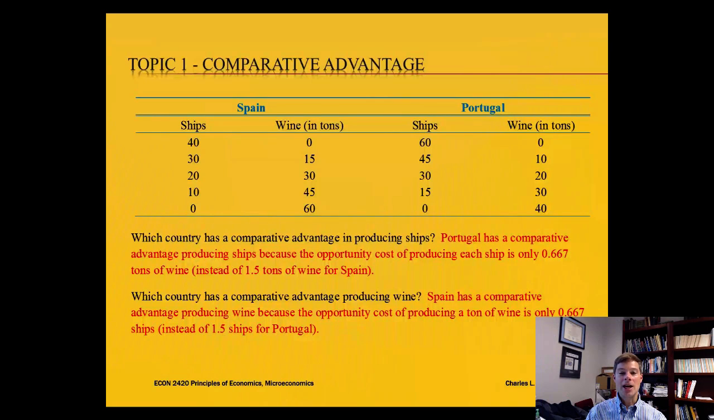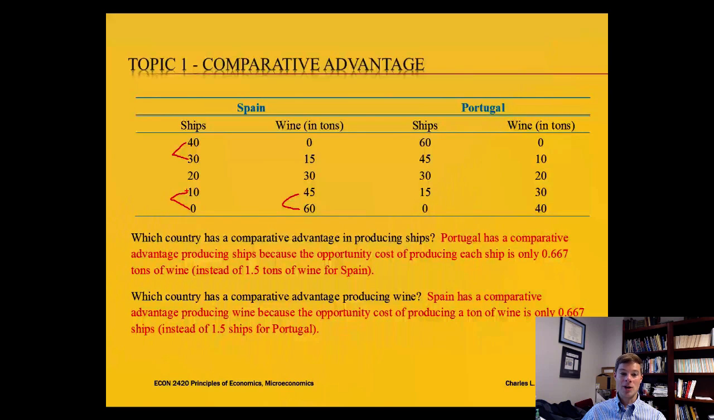The country that has a comparative advantage producing something is the one that can produce it at lower opportunity cost. So let's calculate the opportunity cost of producing ships for each country. If Spain produces 30 ships and goes from 0 to 10, then that means it's going to have to give up producing 15 tons of wine. And this is a consistent opportunity cost throughout the table for Spain.